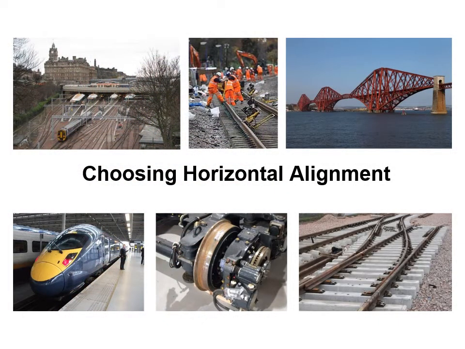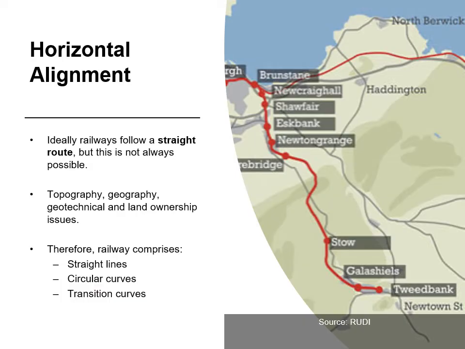So now we're going to have a look at the selection of a horizontal alignment. Ideally railways should follow a straight route, but this isn't always possible. What gets in the way is topography, geography, geotechnical and land ownership issues. Therefore, a railway comprises straight lines, circular curves and transition curves.